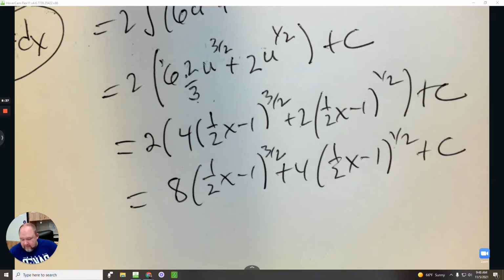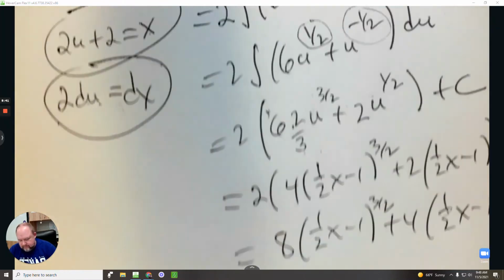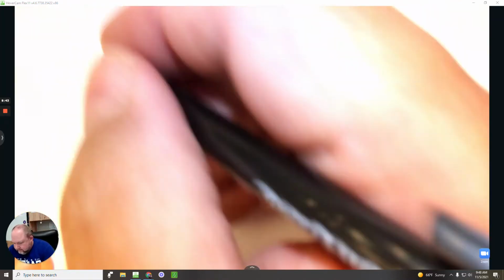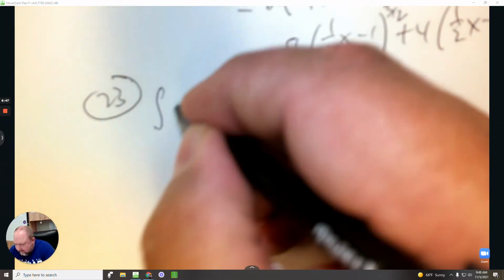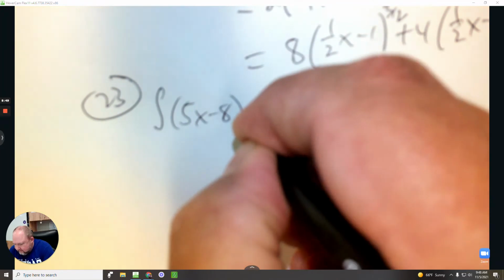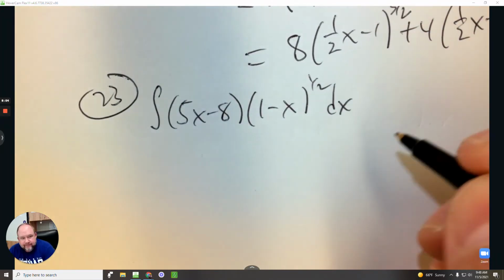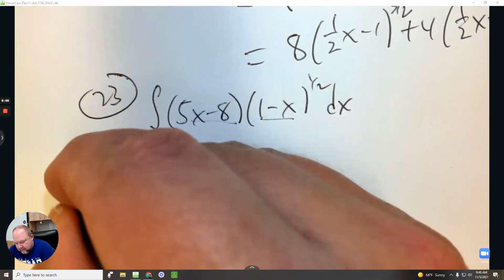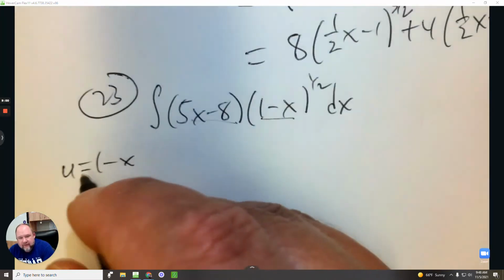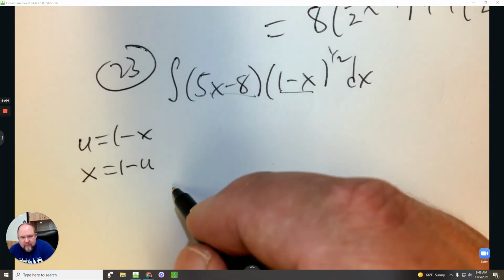All right, 23. One more time. In number 23, you're integrating 5x subtract 8. And I'm going to make it calculus friendly. It's a u substitution question, so u equals 1 minus x. I'm going to add x, and I'm going to subtract u to get x by itself.